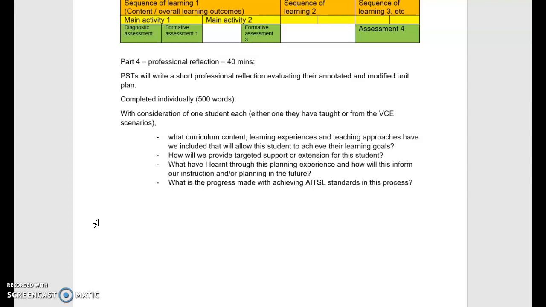And you need to consider, well, how has this unit, with its modifications, how is that supporting the student that you're discussing? Okay, so write full sentences here, and you will write responses to these four, no more than 500 words. What curriculum, content, learning experiences, and teaching approaches have you included that will allow this student to achieve their learning goals? So here you're giving evidence from within the unit design to validate how you are supporting your student.